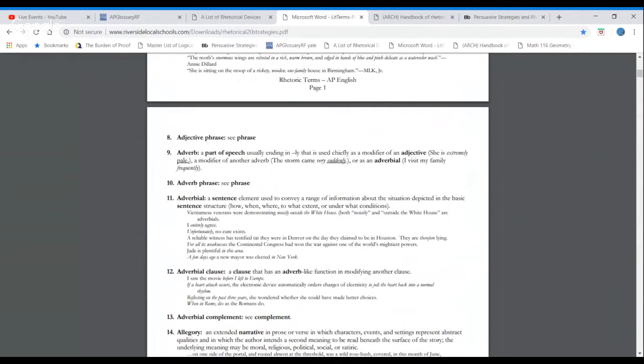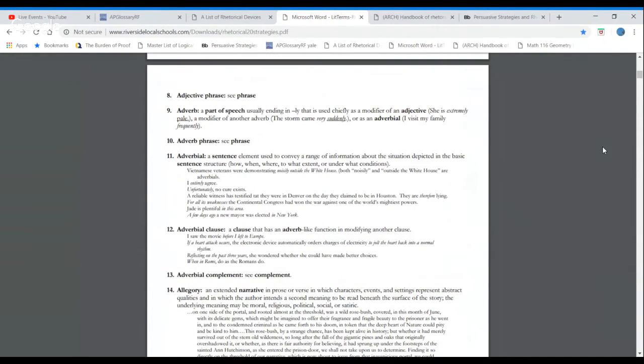Adjective phrase. Adverb, a part of speech usually ending in -ly that is used chiefly as a modifier of an adjective: she is extremely pale. A modifier of another adverb: the storm came very suddenly. Or as an adverbial: I visit my family frequently. Adverb phrase.